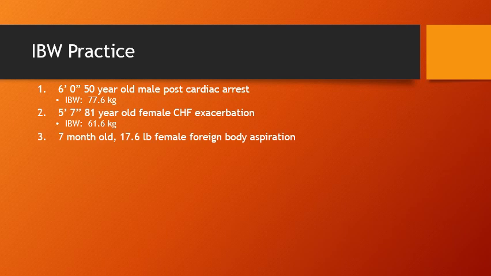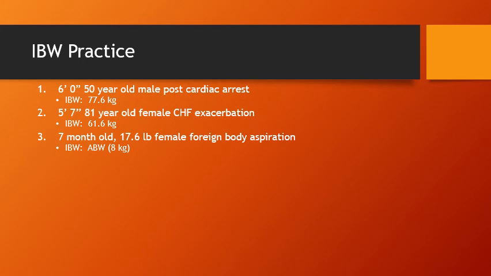Patient number 3 is a 7-month-old, 17.6 pound female with a foreign body aspiration. So pause your video and calculate this patient's ideal body weight. So this is kind of a trick question. This patient's ideal body weight is going to be their actual body weight. So because it's an infant, we're going to use actual body weight instead of calculating an ideal body weight.